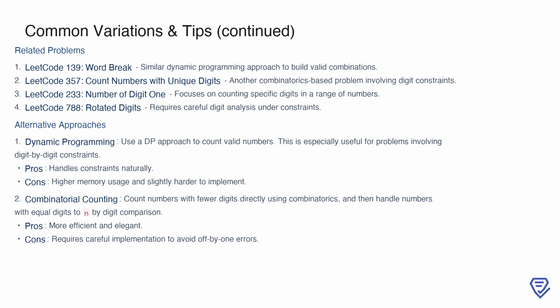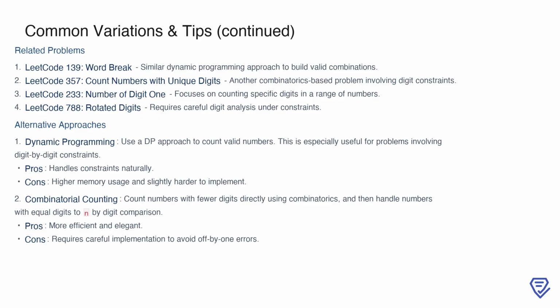This problem also shares similarities with other problems on LeetCode, which can provide valuable practice and insights. For instance, LeetCode 139, Word Break, uses a dynamic programming approach to build valid combinations, which is conceptually similar. LeetCode 357, Count Numbers with Unique Digits, involves combinatorics and digit constraints, making it another closely related problem. LeetCode 233, Number of Digit 1, focuses on counting specific digits within a range of numbers, which overlaps with some techniques used here. Finally, LeetCode 788, Rotated Digits, requires careful digit analysis under constraints, much like this problem.